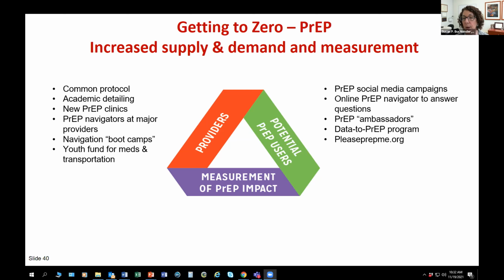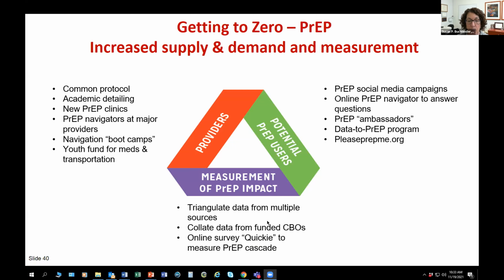We had an online PrEP navigator to answer questions. We sent PrEP ambassadors out to health fairs to talk about their experiences with PrEP. We had a not very successful, unfortunately, Data to PrEP program where we went and contacted people who'd been diagnosed with STIs and offered PrEP to them. And then one of our members started pleaseprepme.org, which was a way to link people to PrEP providers. And then we had a number of different ways that we went about trying to measure PrEP impact, triangulating data, collating data, and doing online surveys.